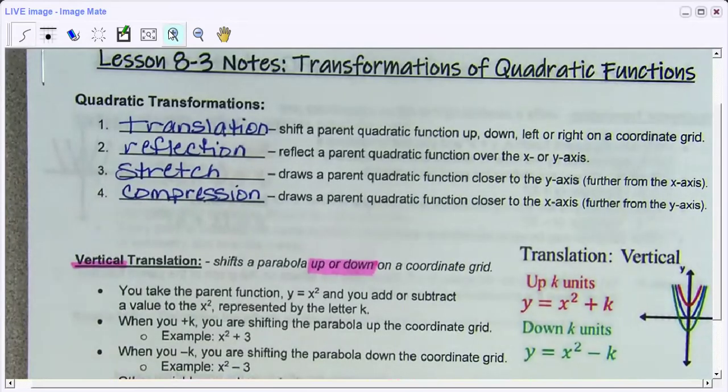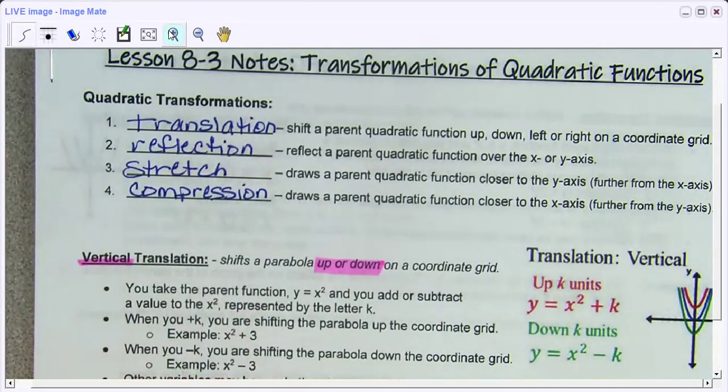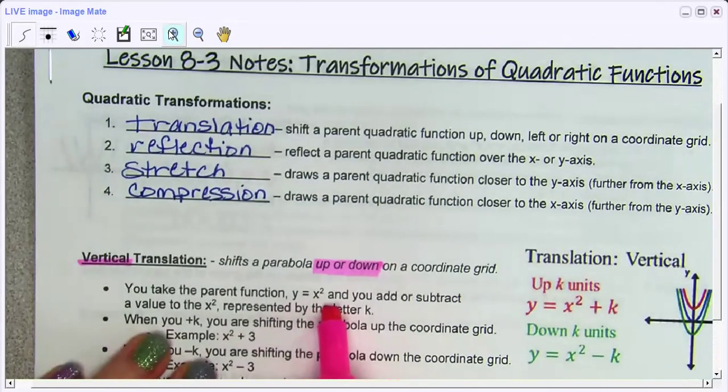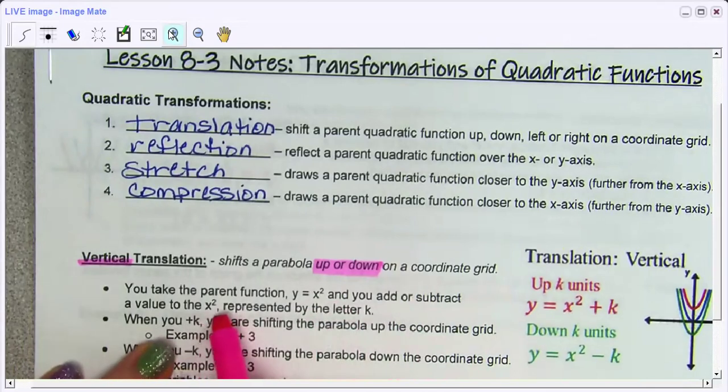So you're going to take the parent function. Remember, the parent function is like y equals x for linear or y equals x squared for a quadratic. And then y equals x cubed would be S-shaped, but y equals x squared will always form a parabola. When we say a parent function, it's your original function of the parabola, meaning the vertex is at 0, 0. So you're going to take the parent function, y equals x squared, and you're going to add or subtract a value to that.